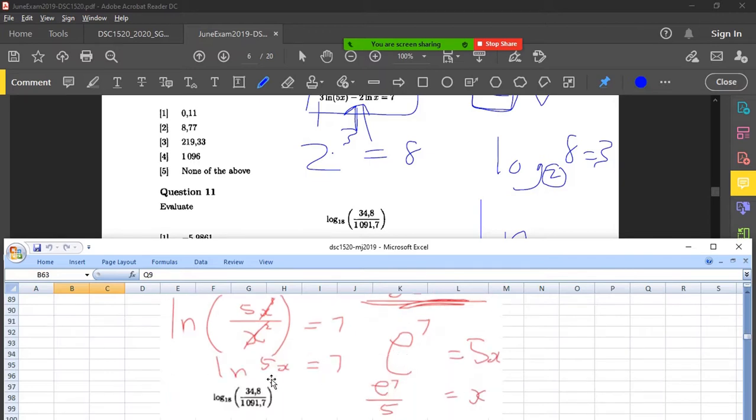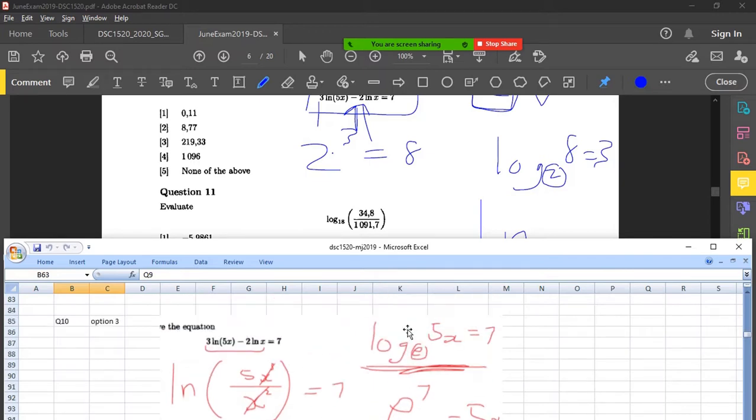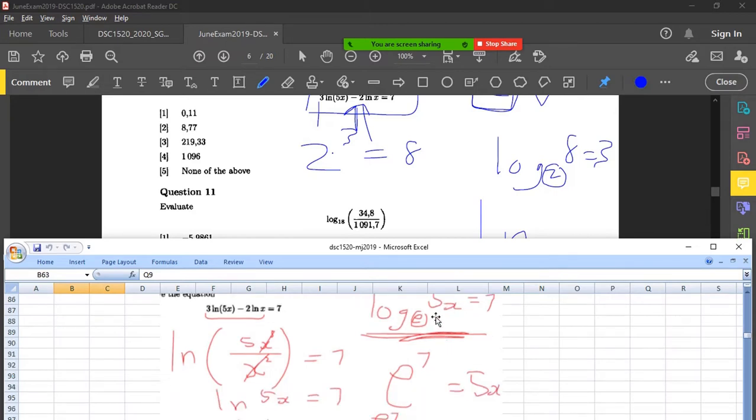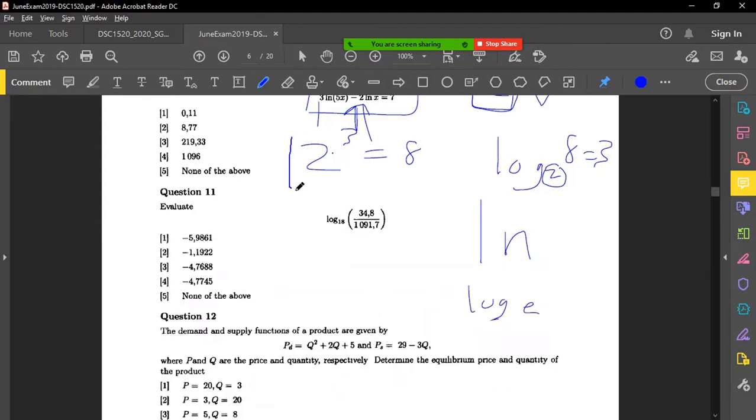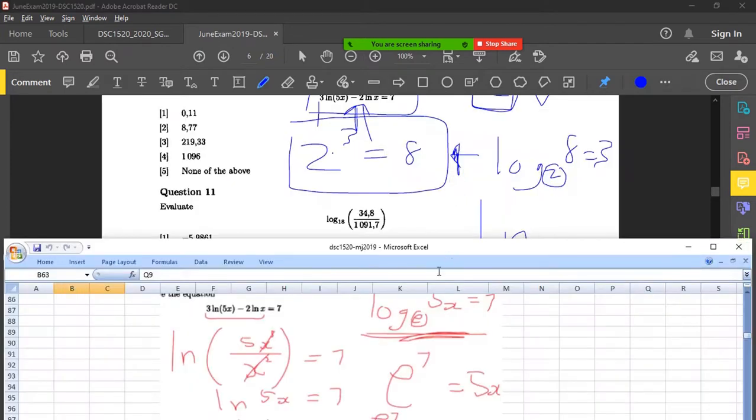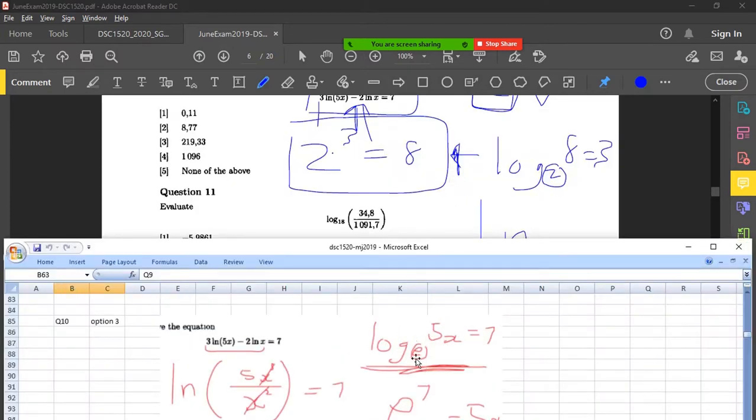There it is. See? From ln 5x equals 7 to log e 5x equals 7. Do you see that? Yes. And then I'm applying what I had here: 2 to the 3 equals 8, log 2 of 8 equals 3. And then I'm just writing it down in this format. Does that make sense? Yes.